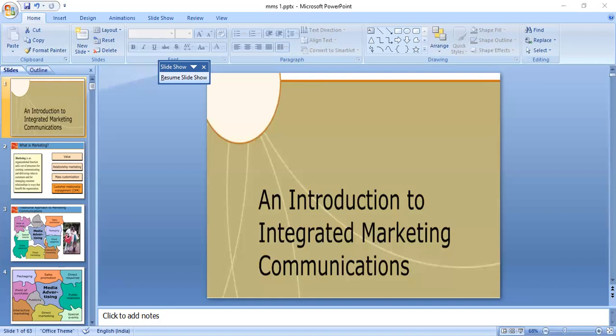If we talk about the components, what are the components of ICM? The first important thing is advertising. Second is your personal selling. Third is your sales promotions. Then we have direct marketing, and last is your public relations, that is PR. So these are the five major components of the ICM: advertising, personal selling, sales promotions, direct marketing, and public relations.